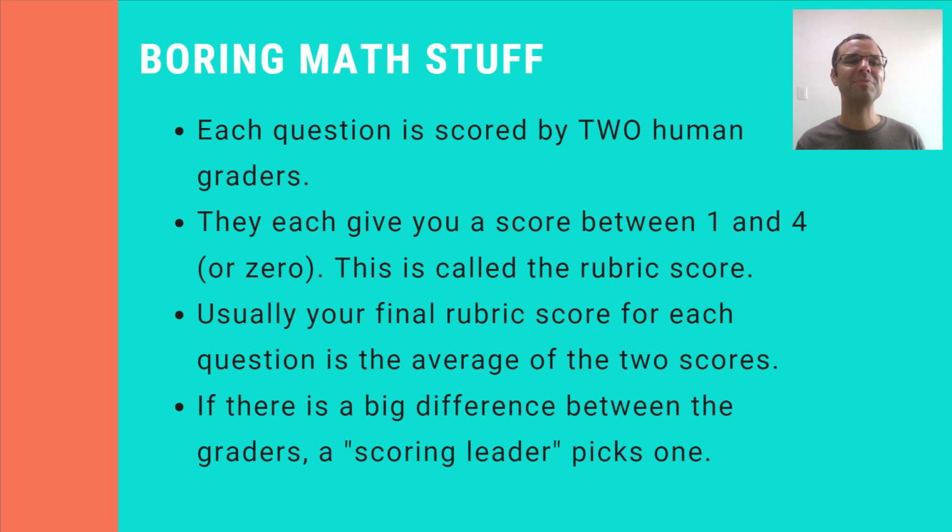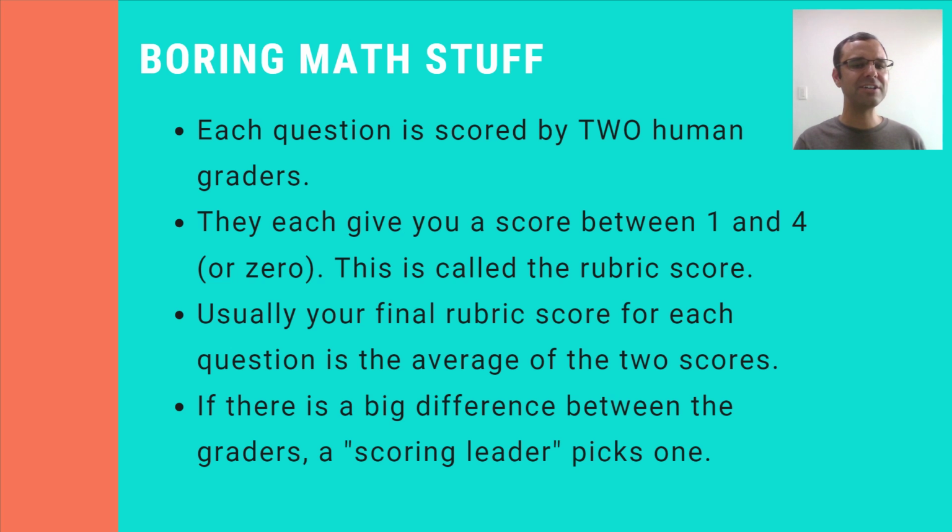Each of your 4 questions is scored by 2 different human graders. They each give you a score of between 1 and 4 for each of the questions. Or they'll give you a 0, of course, if you say nothing or it's just nonsense. This is called the rubric score.